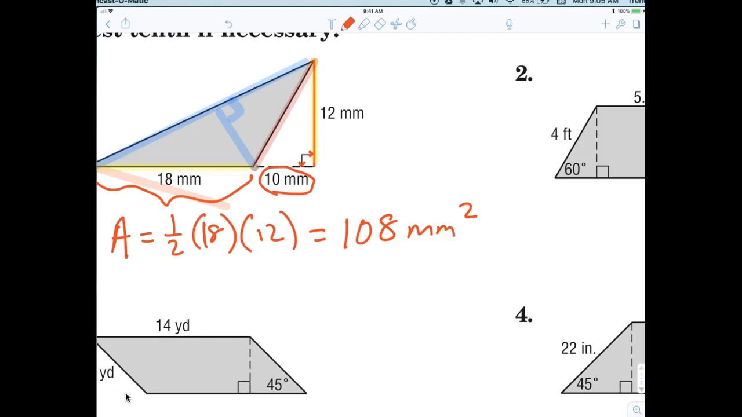And here's what normally happens. I tell kids it's easy, it's simple, just 1/2 base times height. And then I throw problems at them where the height is missing and you've got to figure out the height. It becomes a little bit more challenging.